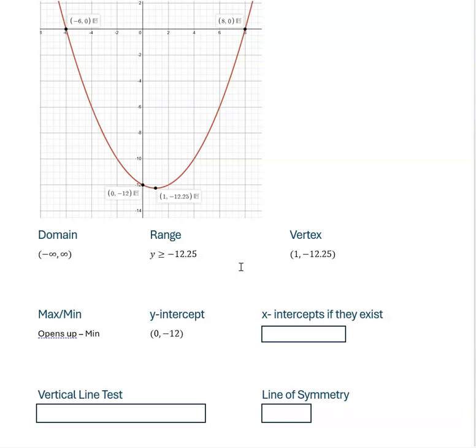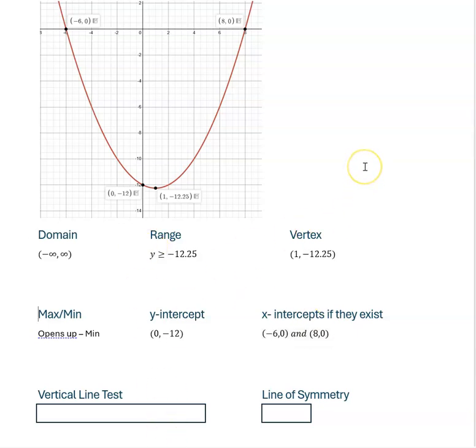X-intercepts, if they exist. Well, it's possible that we would have a graph that was opening up but didn't start until above the x-axis, for instance, and there wouldn't be any intercepts. Or we could have a graph that fell right on the x-axis and have one intercept. But in this case, in our picture, you can see that our graph crosses the x-axis in two places, at negative 6 and positive 8. So we have two different x-intercepts there.